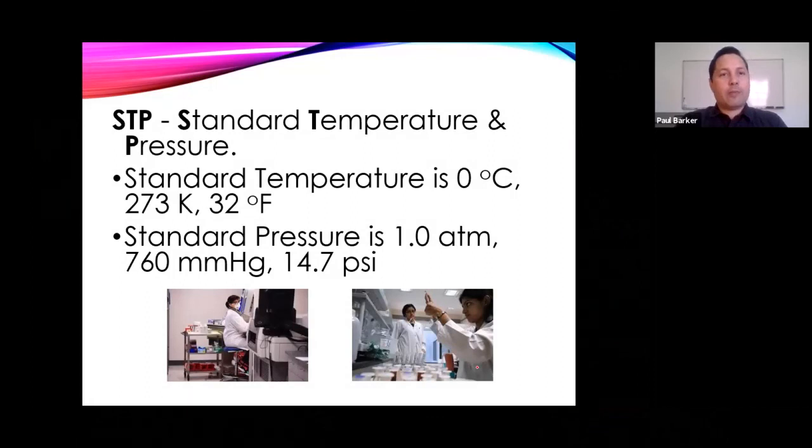Finally, we're going to go ahead and wrap up our lesson while talking about STP. STP is an acronym for standard temperature and pressure. The values for standard temperature and pressure is 0 degrees Celsius, 273 Kelvin, or 32 degrees Fahrenheit for standard temperature. All of those are the same temperature in just different units. For standard pressure, that is 1 atm, 760 millimeters of mercury, or 14.7 psi. Again, all of those are the same pressure in different units.